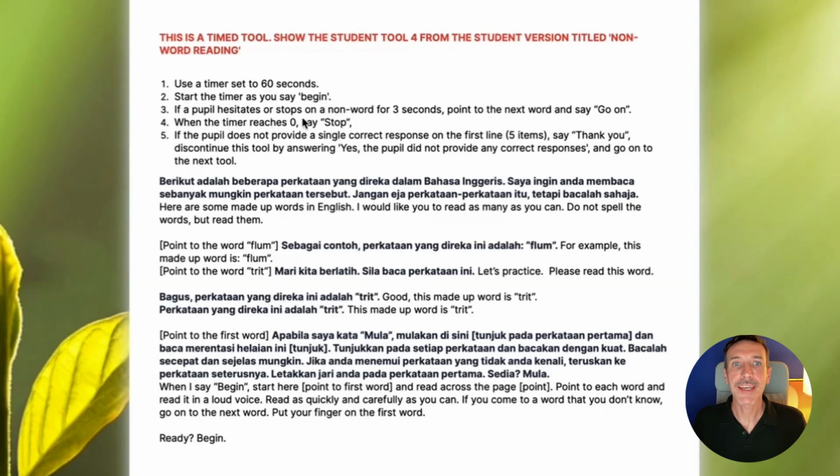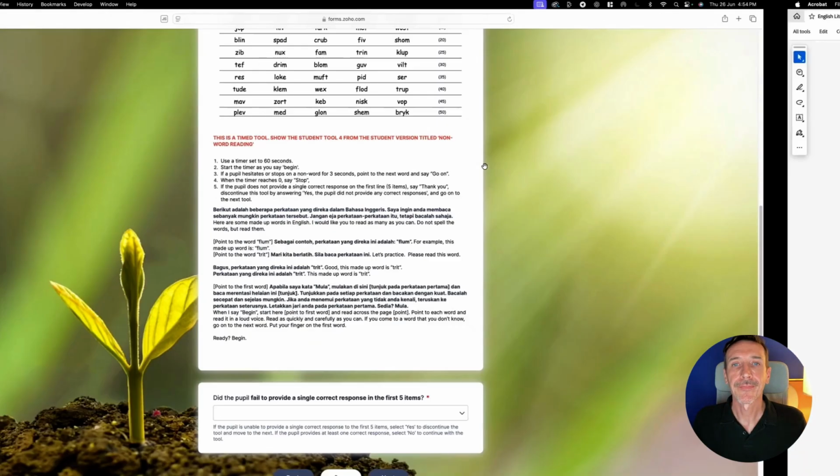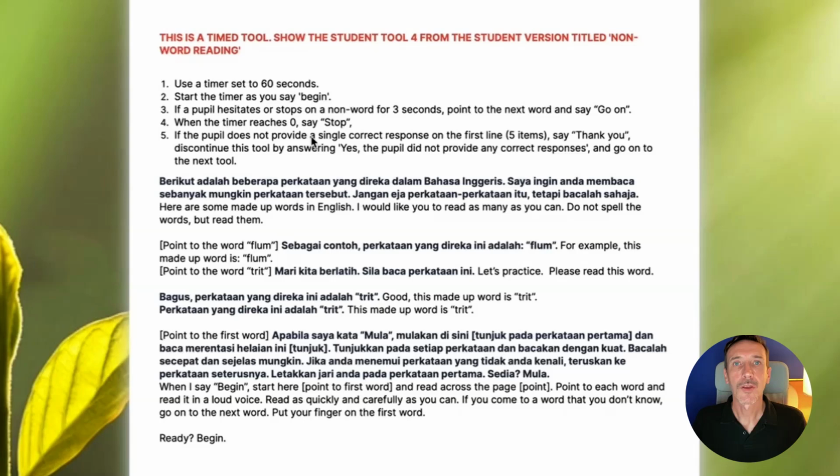If a pupil hesitates or stops on a non-word for 3 seconds, point to the next word and say, go on. For example, zaf, neb, suf. This is where you would intervene and ask the student to go on, to attempt the next one. When the timer reaches 0, you'll say stop.